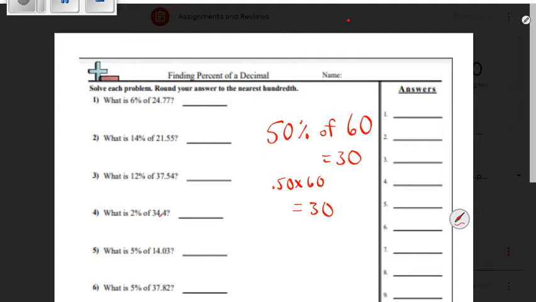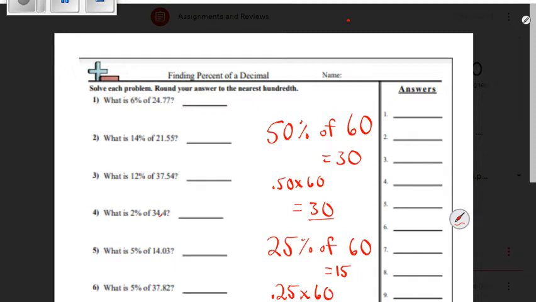What if I asked you, what's 25% of 60? Well, I know that 25% is half of 50. So if 50% is 30, half of that would be 15. Okay? If I took my calculator and I went 0.25 times 60, I would get 15.